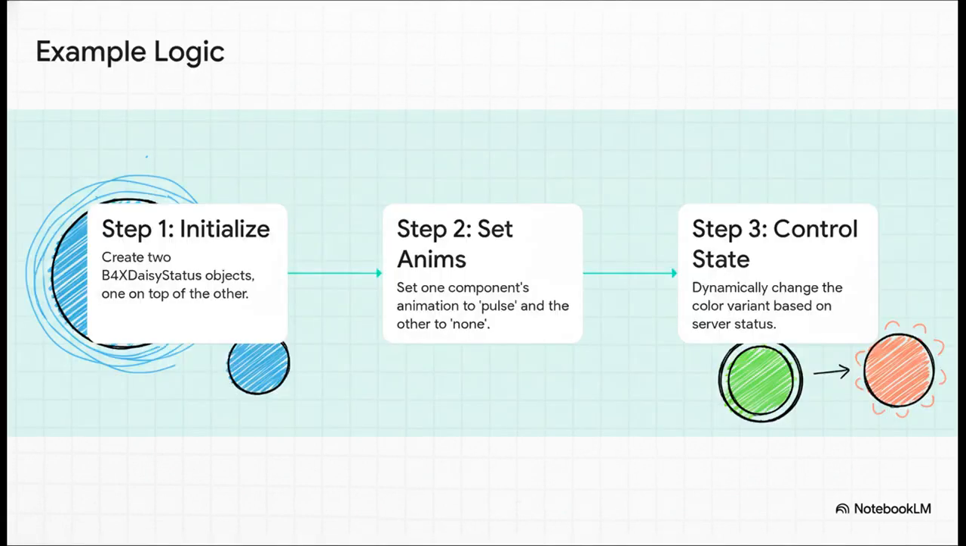Now, the way this example is set up is actually pretty clever. What you do is create two status components and just stack them. One is for the offline state, red with that urgent pulse animation. The other is for the online state, green and steady. Then all you do is flip the visibility. If the server is down, you show the pulsing red one. If it's up, you show the calm green one.